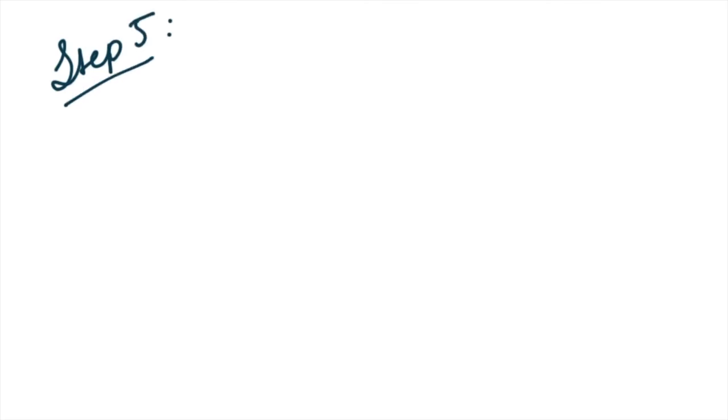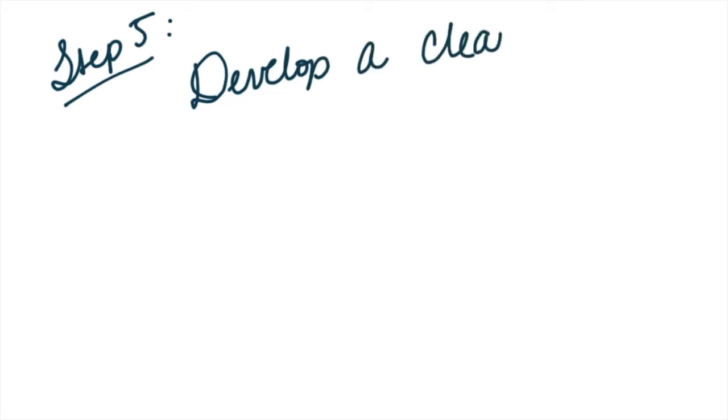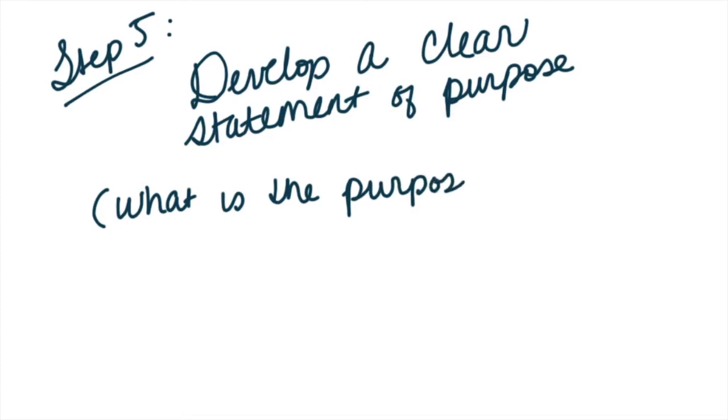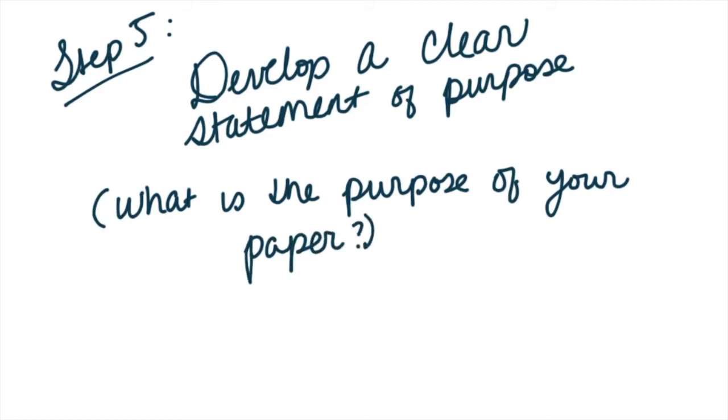Step 5 is about developing a clear statement of purpose. A statement of purpose tells the reader what the purpose of your paper is, or the purpose of your project. What are you trying to prove? What are you trying to explain? If you have a clear statement of purpose and write it on a sticky note along with your research question and keep it near you, it may help you stay focused on your topic.